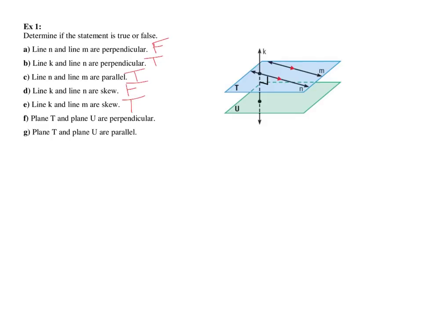Plane T and plane U are perpendicular. No, those two planes are parallel, so that's false. Plane T and plane U are parallel. That's true.